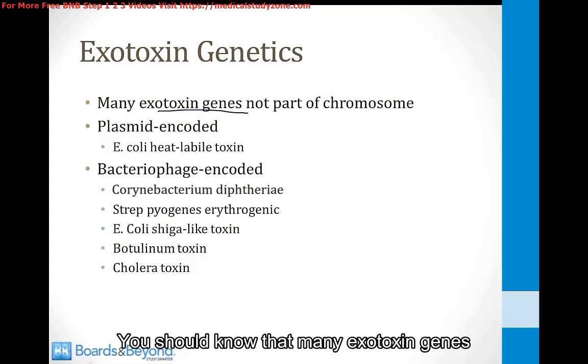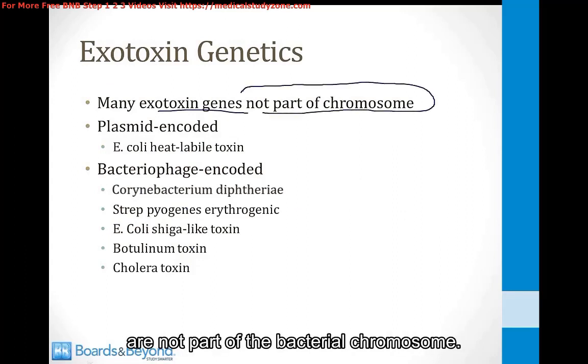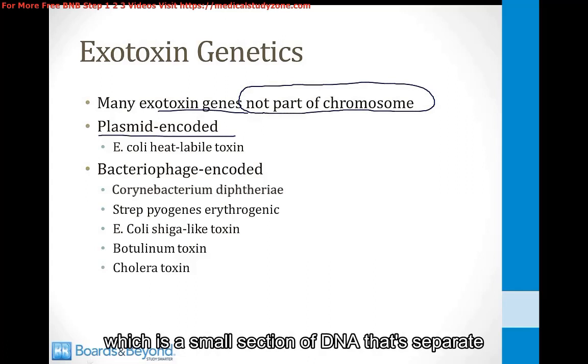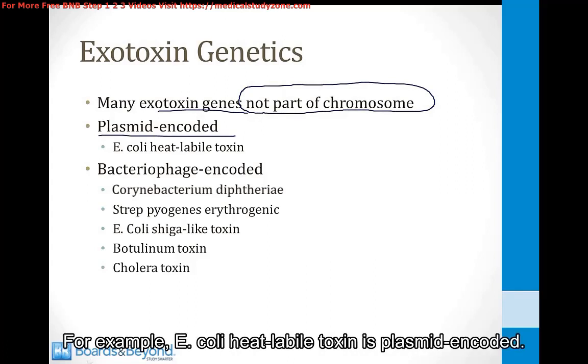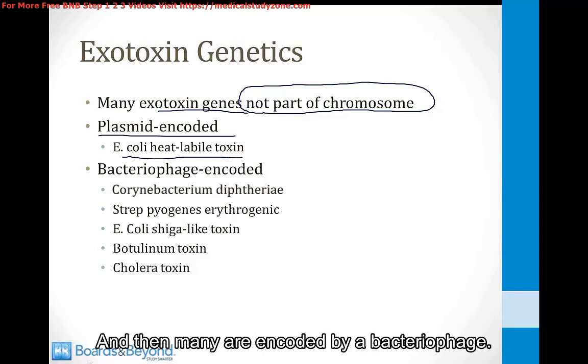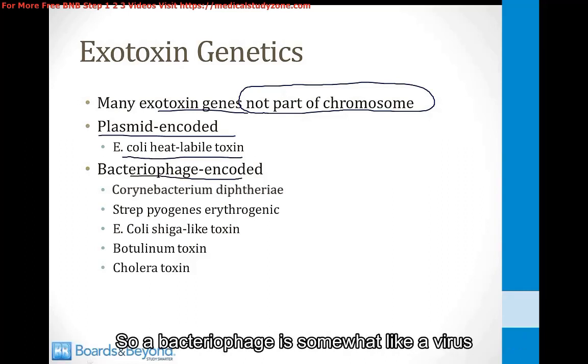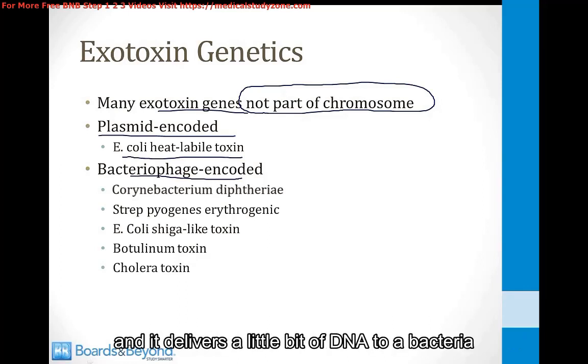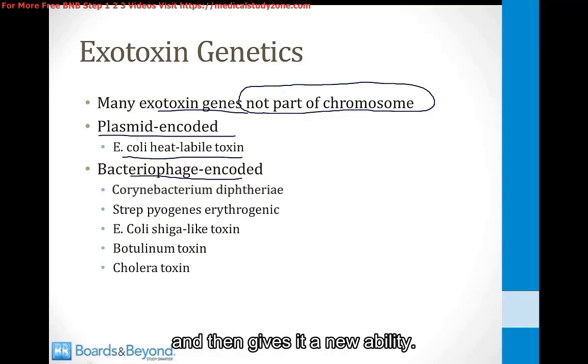You should know that many exotoxin genes are not part of the bacterial chromosome. Some of them are encoded on a plasmid, which is a small section of DNA that's separate from the chromosome. For example, E. coli heat labile toxin is plasmid encoded. And then many are encoded by a bacteriophage. So a bacteriophage is somewhat like a virus, and it delivers a little bit of DNA to a bacteria and then gives it a new ability.